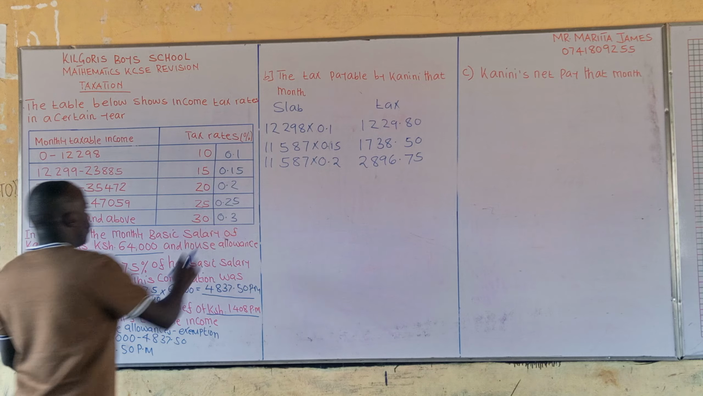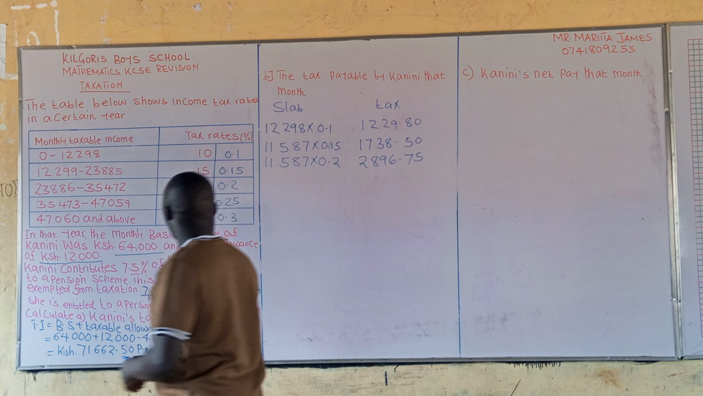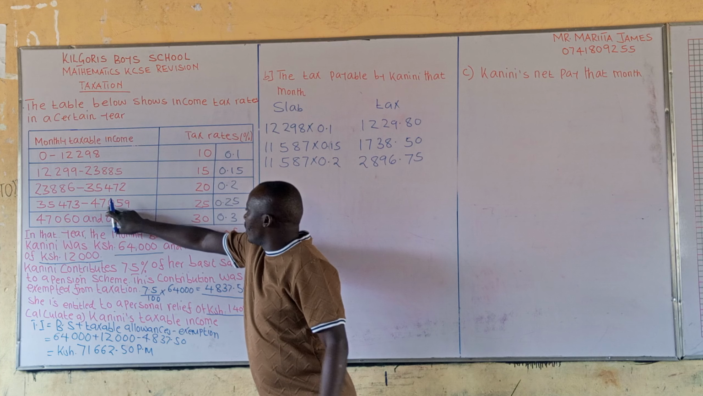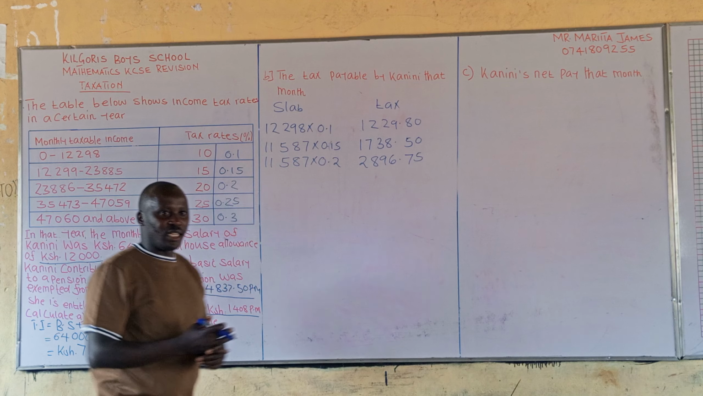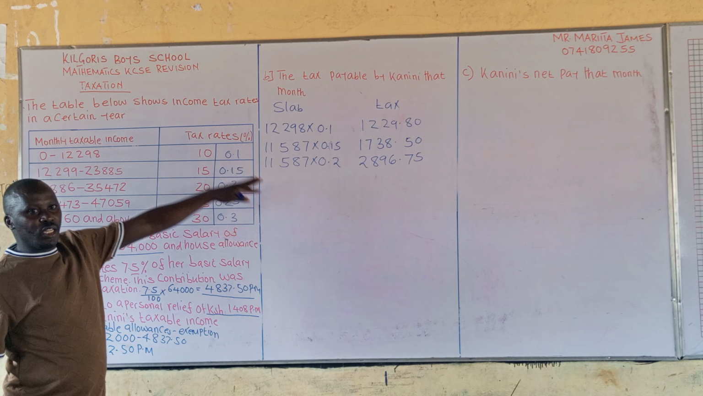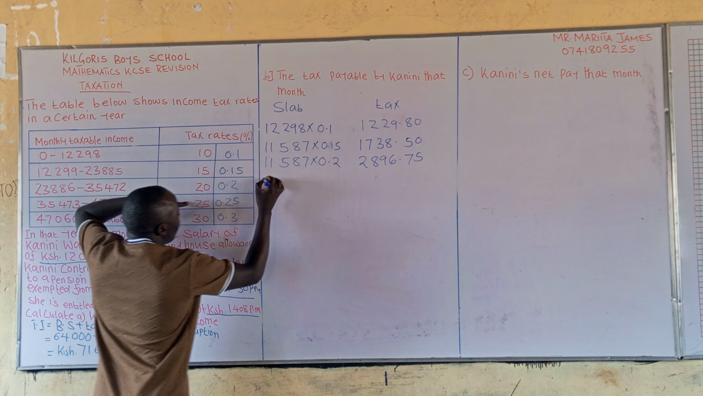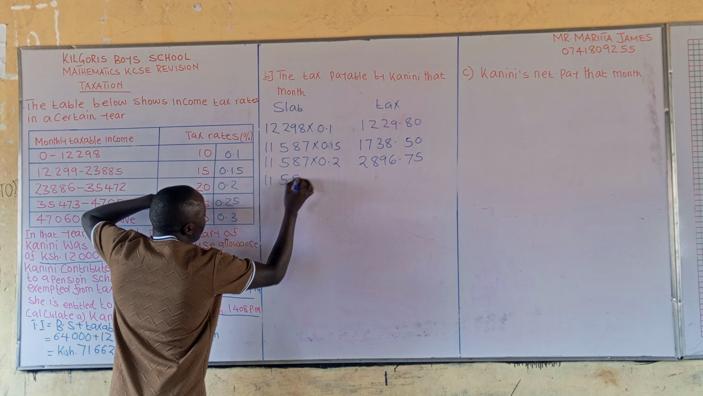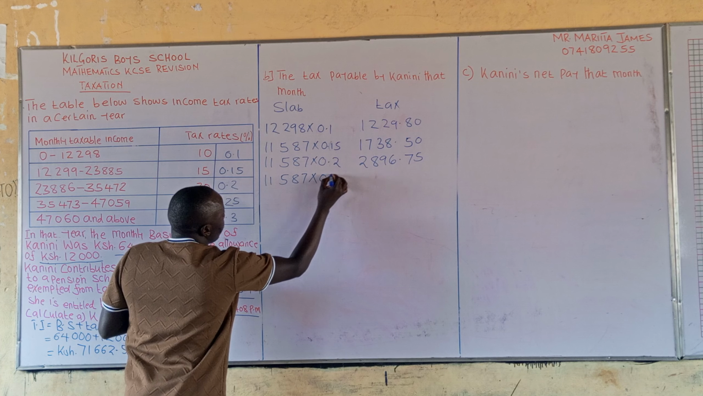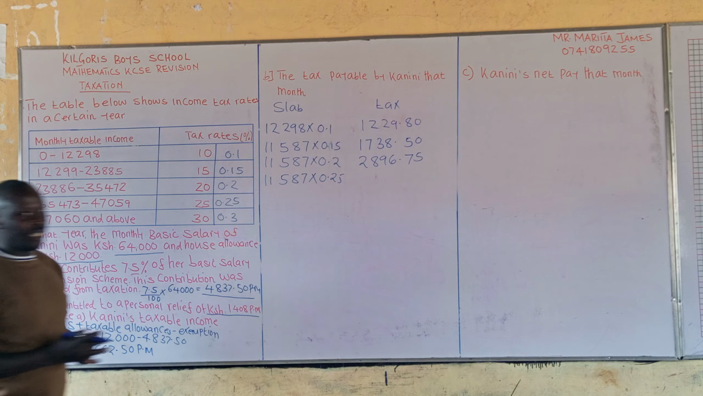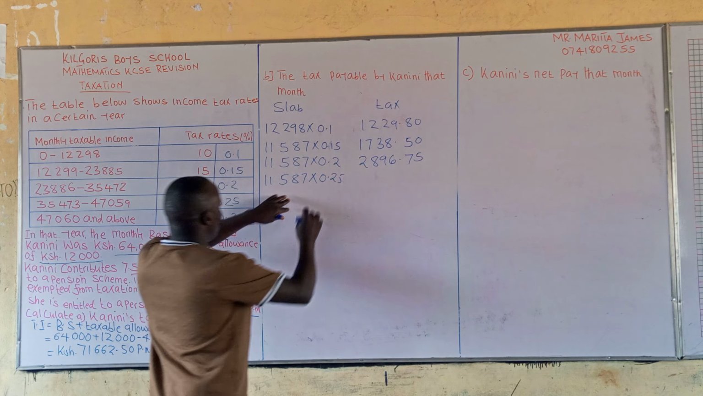Then finally you have 47,059 minus 35,472. That also gives us a difference of 11,587 times the rate, which is 25%. So that is equivalent to 0.25, and in that case you will get that value as 73,000.